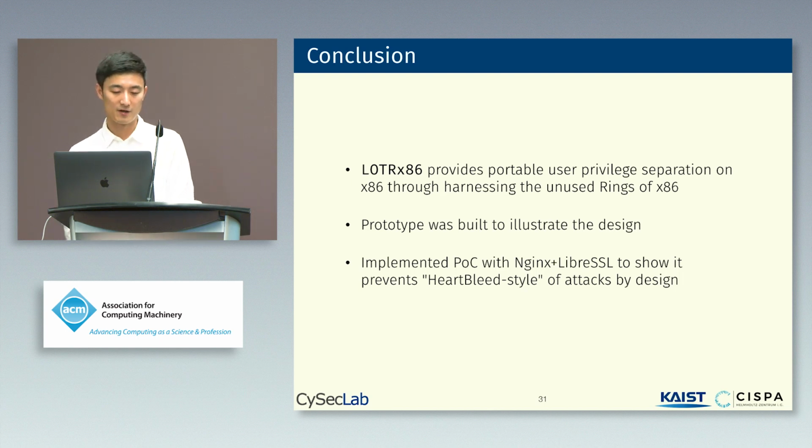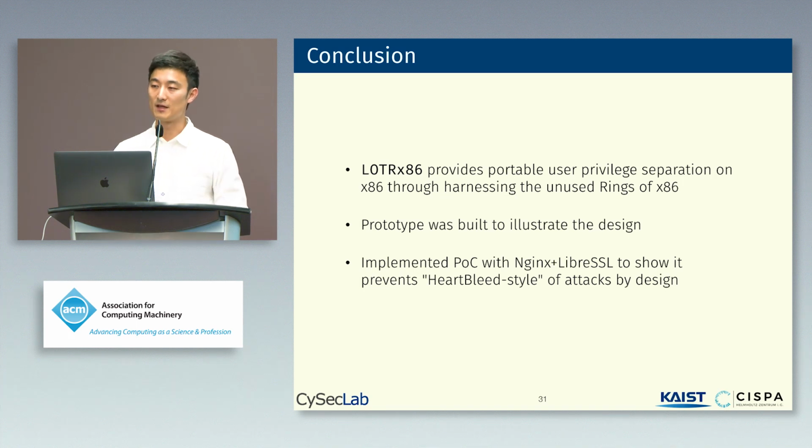And so here's a conclusion. LOTR x86 provides portable user privilege separation on x86 by harnessing the underused intermediate rings. A prototype was built to illustrate the design. We also implemented a POC on top of the prototype with Nginx and LibreSSL to show that this approach is feasible for real applications.